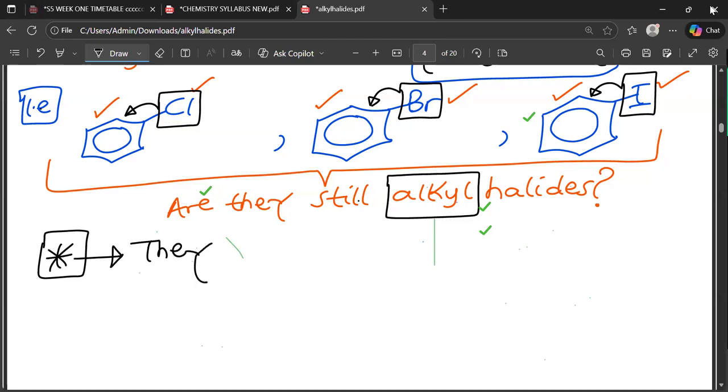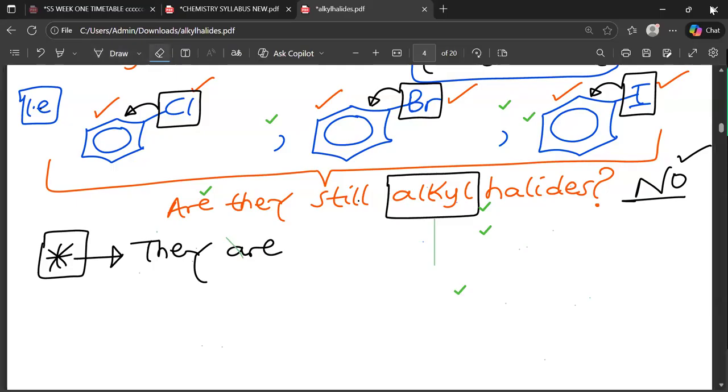So the answer is no. They are not alkyl halides. What are they? They are aryl halides.